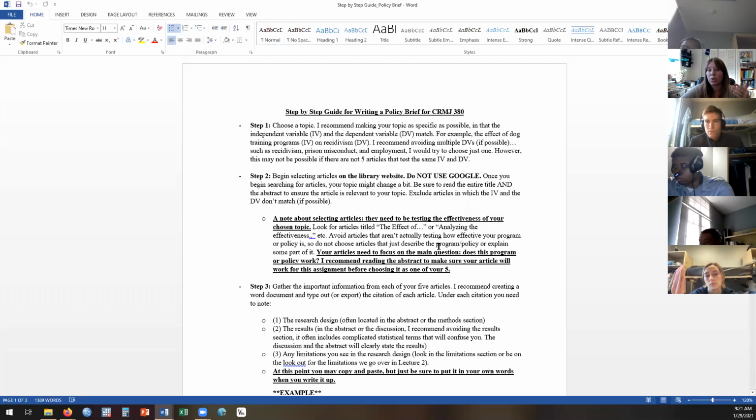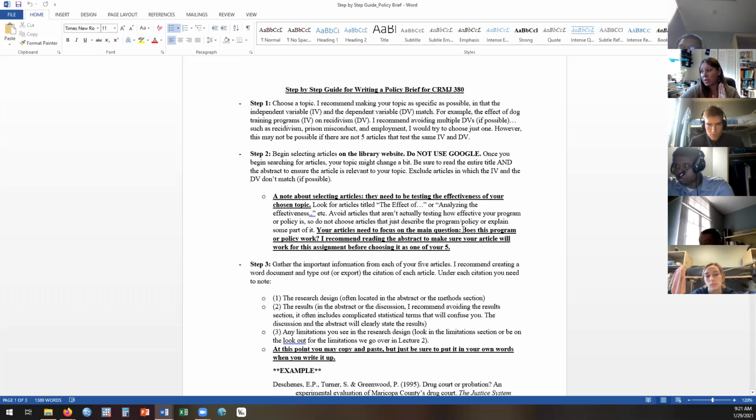So you might see an article that just describes a program or a policy or describes a problem with this program. That's not what we're looking for. We are looking for how effective this program is, and what that outcome is will be dependent on the articles that you can find. So is it effective at reducing recidivism and increasing employment? Is it effective at reducing drug relapse? That's what we're looking for, effectiveness, right? So the main question is, does this program or policy work? That's what we care about.